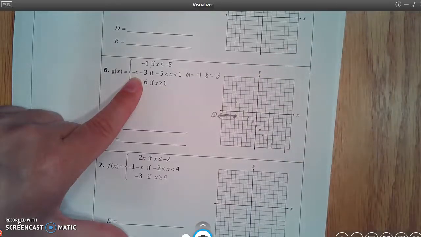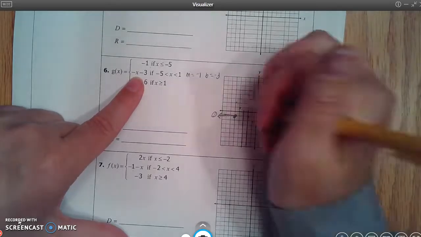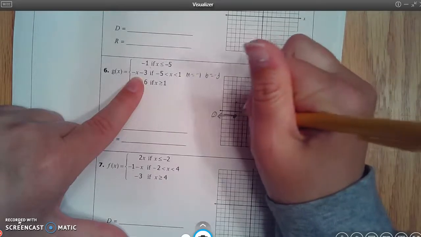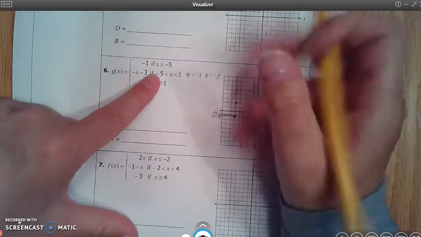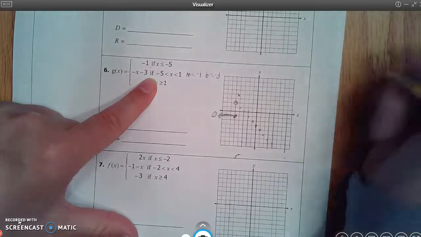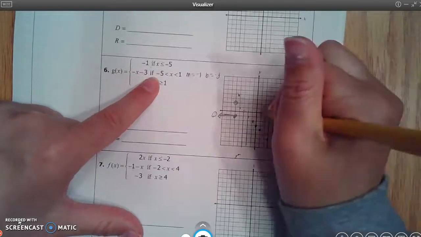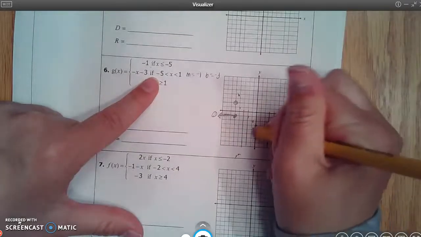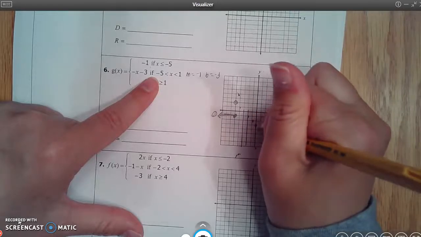Okay, but I only want this to happen at -5. So I'm going to find -5: 1, 2, 3. But at this point, I only want to be less or greater than that technically, so this should be an open dot. And then I want to stop at x equals 1, which would be this point right here. So I'm also going to change this to an open dot.